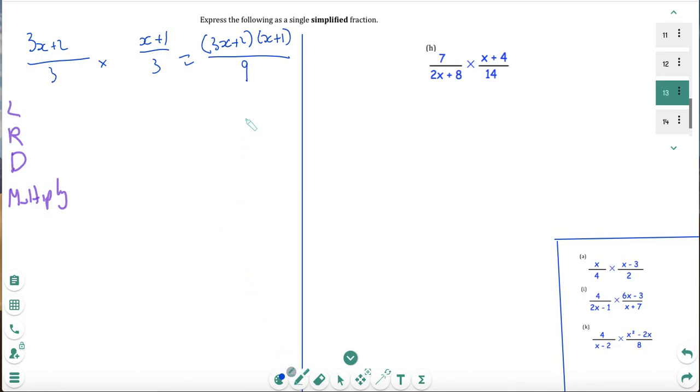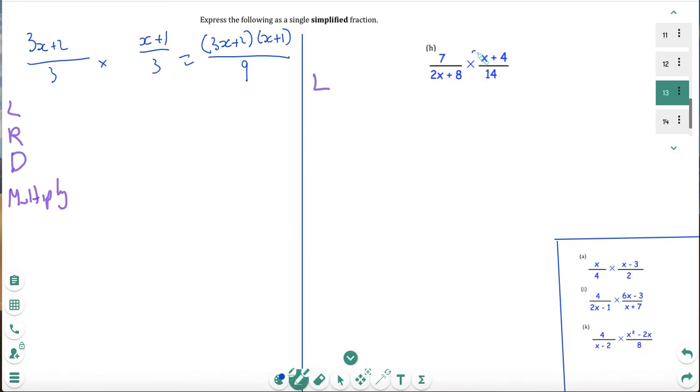So left-hand side first. 7, 2x, and 8. Since 2x and 8 are separated by a plus sign, it's 3 separate terms. Anything in common? No. Oh, gosh. How about the right-hand side? x, 4, and 14. Anything in common? No.